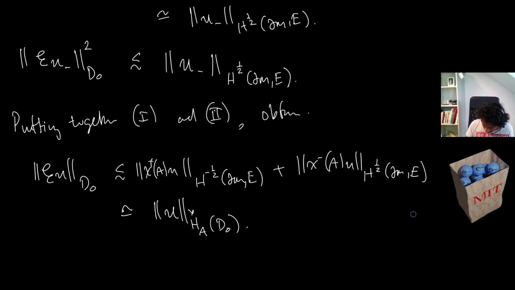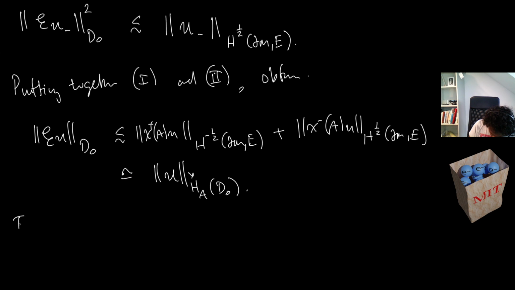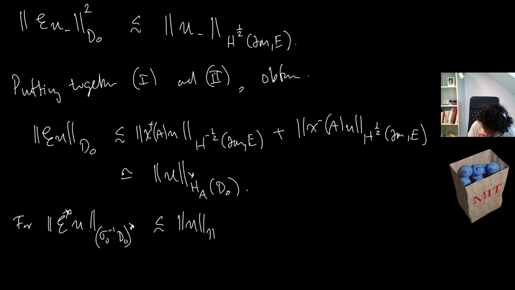And I should say for E star of u, with sigma naught inverse d naught star u in H hat a of d naught, it is similar. You can check that out if you want.